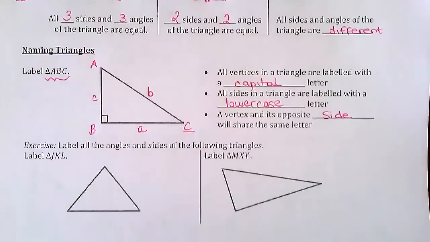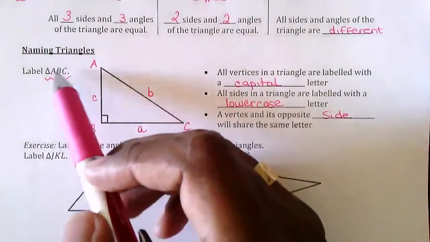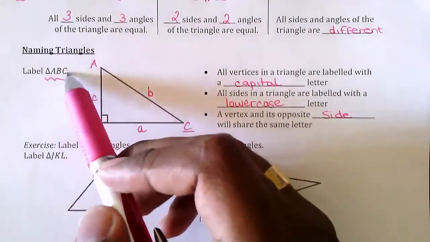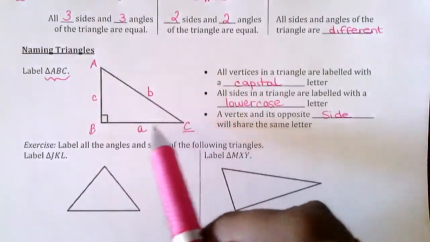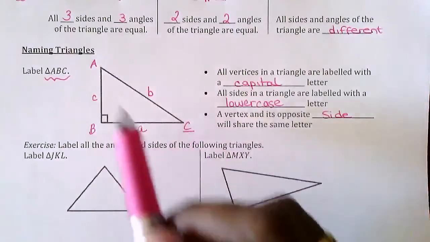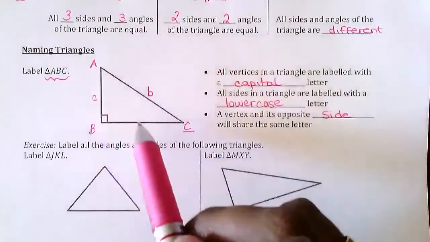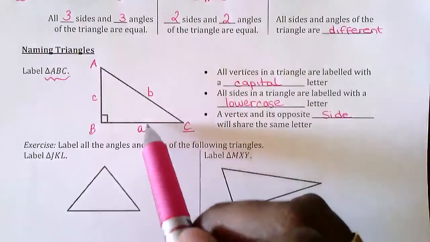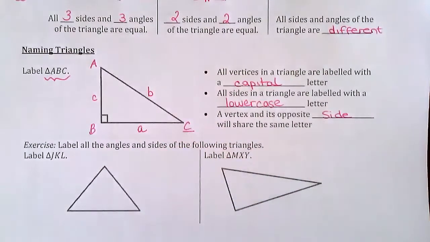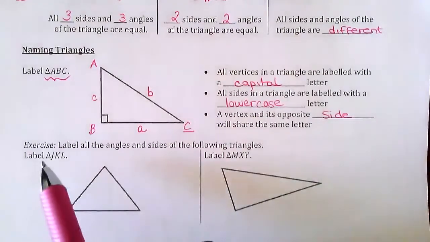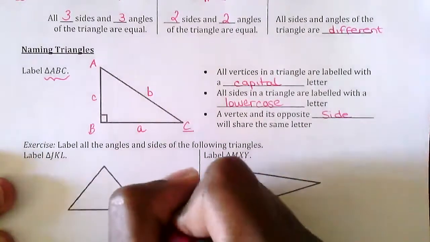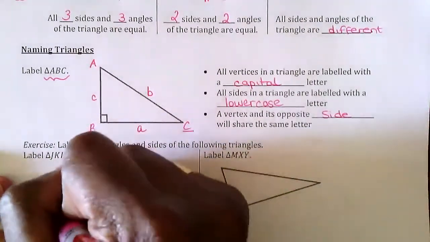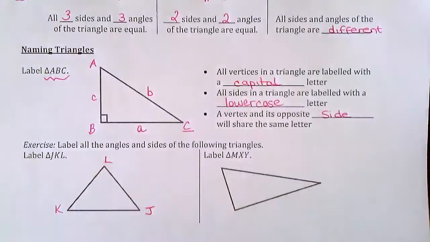Okay, so that's how you name triangles. Again, when it says triangle ABC, these are essentially the names of the vertices. You can put them anywhere. And then you just have to name the side lengths so that the opposite vertex and side length share the same letter, but the side length is a lowercase. So let's try that for these two triangles. It says label triangle JKL. So I'm going to randomly decide to call this J this time, and I'll call this K and this L.